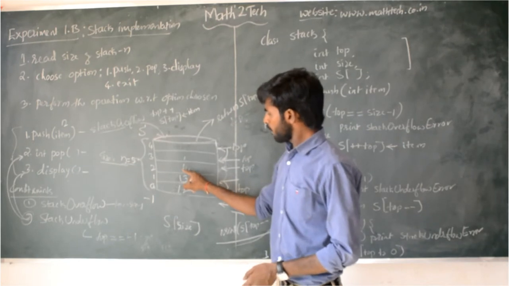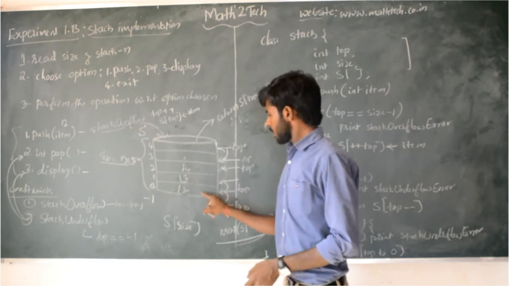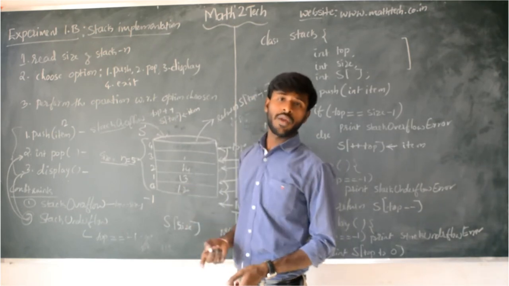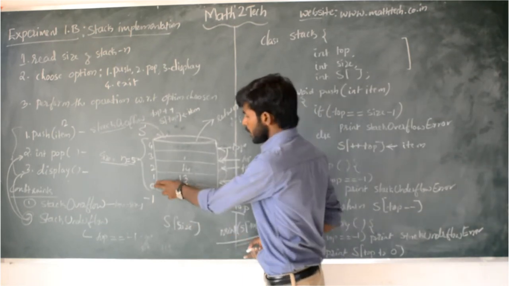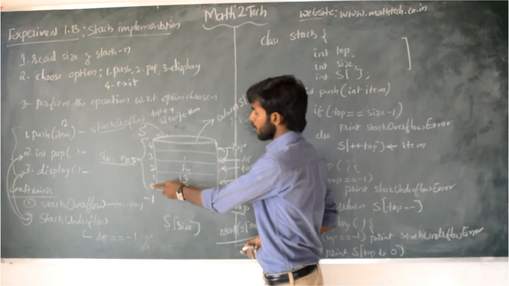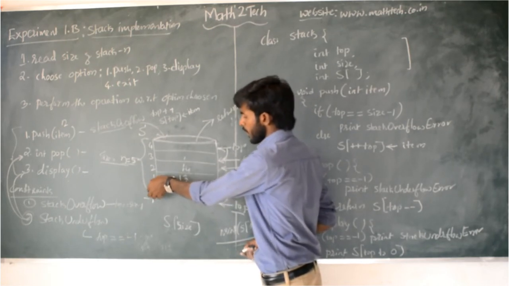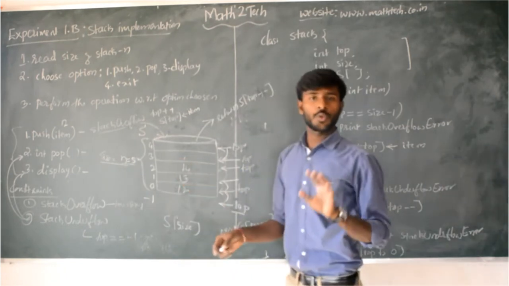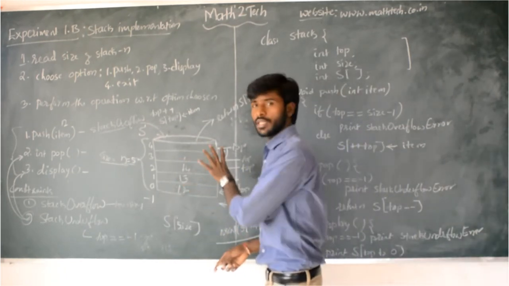You print this one, decrement the top. Print this one, decrement the top. Print this one, decrement. You have to print until top reaches 0. So when top is 0, print that. When top goes less than 0, you stop the loop of the print operation.